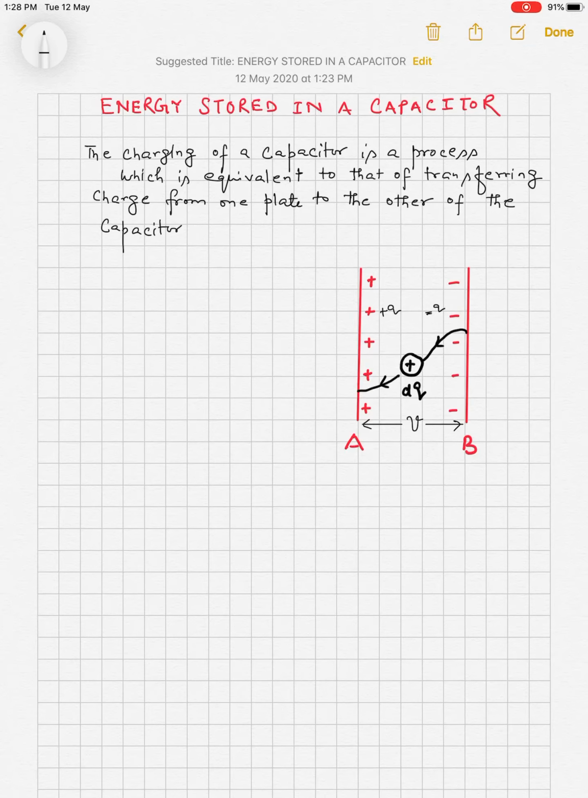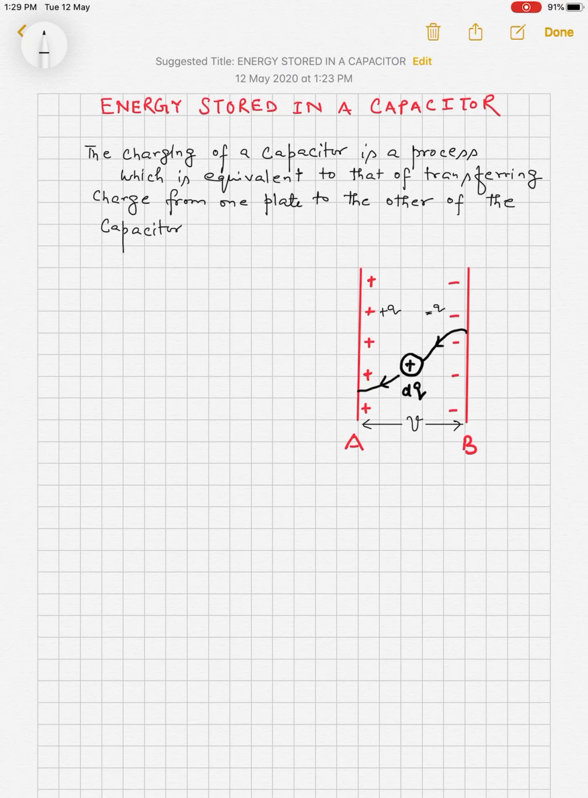In my previous videos, capacitor part 1 and capacitor part 2, I had discussed dielectric and polarization, the concept of capacitance, the concept of capacitor, and series and parallel combination. Now in this video, I am going to discuss the energy stored in a capacitor.